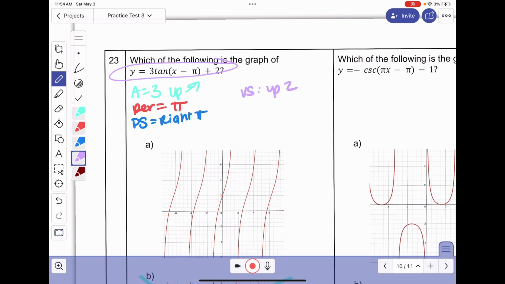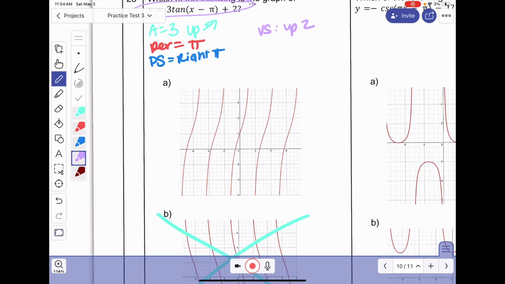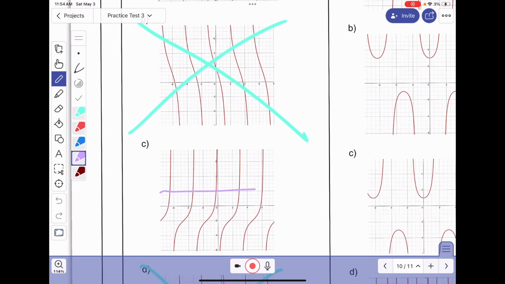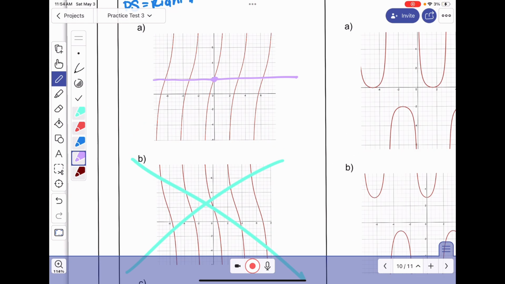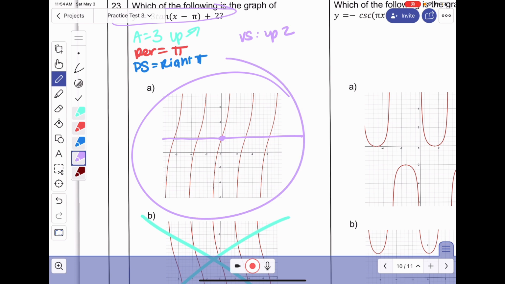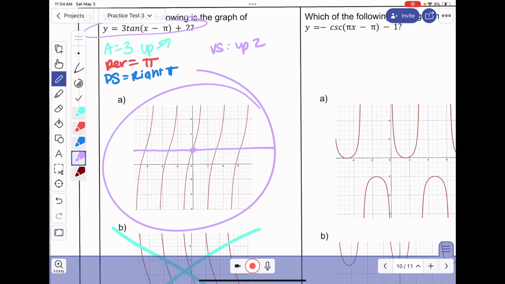So we want to find the middle of that curve. So on this one, it looks like it hits 2. On this one, it does not. So that one's gone, and this is the one that's left. So it's just using those rules.